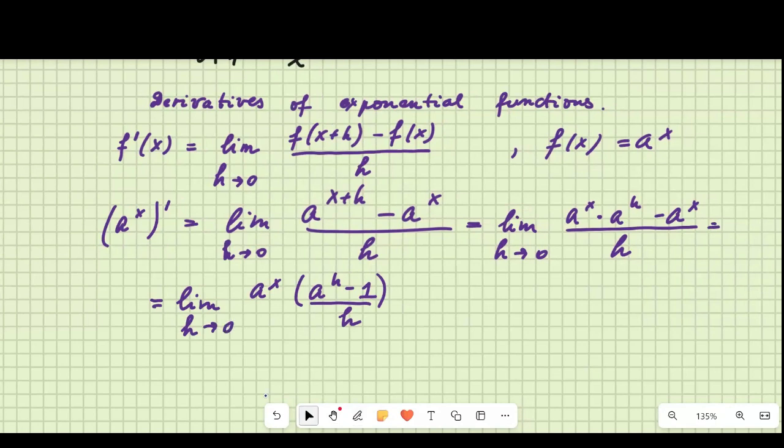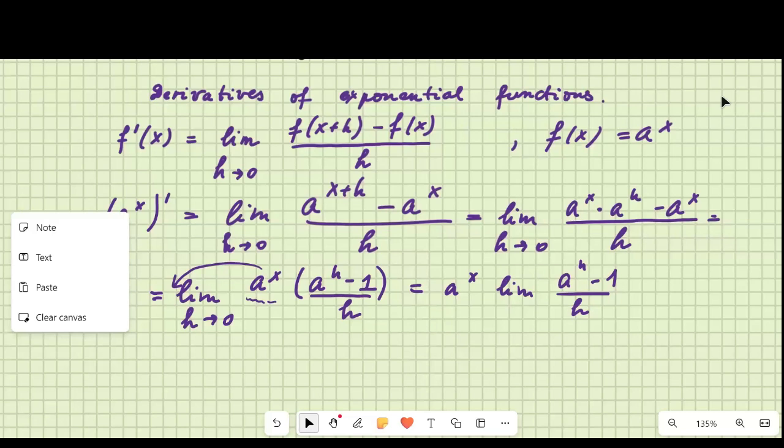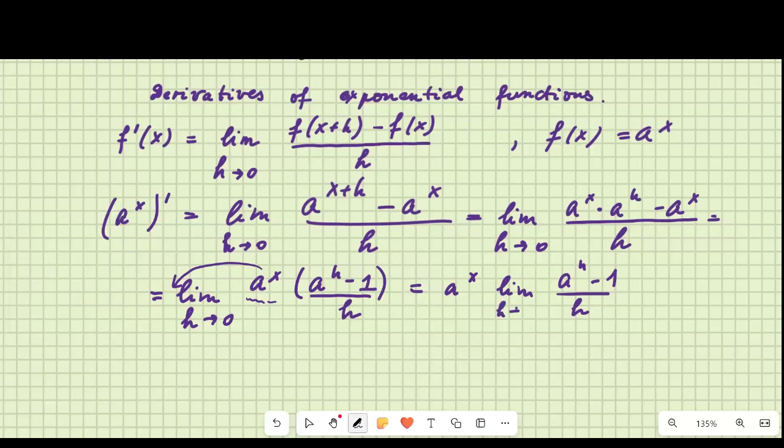As h goes to 0. Because my a to the power of x does not depend on h and doesn't have h anywhere, we can take it outside of the limit. And that's what I'm going to do. I'm going to put it in front of the limit, and under the limit, I'm going to have a to the power of h minus 1 over h, as h goes to 0.